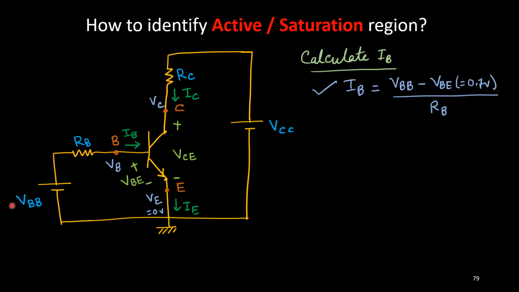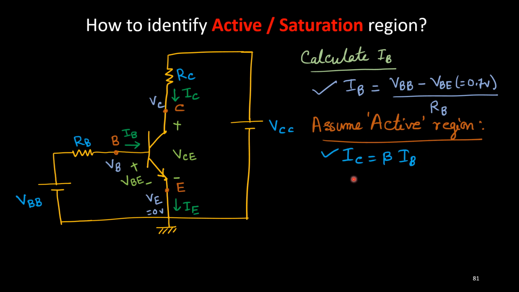And already I said that VBB is large, thus the VBE junction is forward biased. Once it is forward biased, we can assume this potential is 0.7 volt. So we can replace it by 0.7 volt if nothing is given. So I can calculate IB, right? Then we'll assume one region. First, we assume that it is in active region. If it is in active region, then we can use IC equals beta IB. With the help of this equation, we can find VCE now.